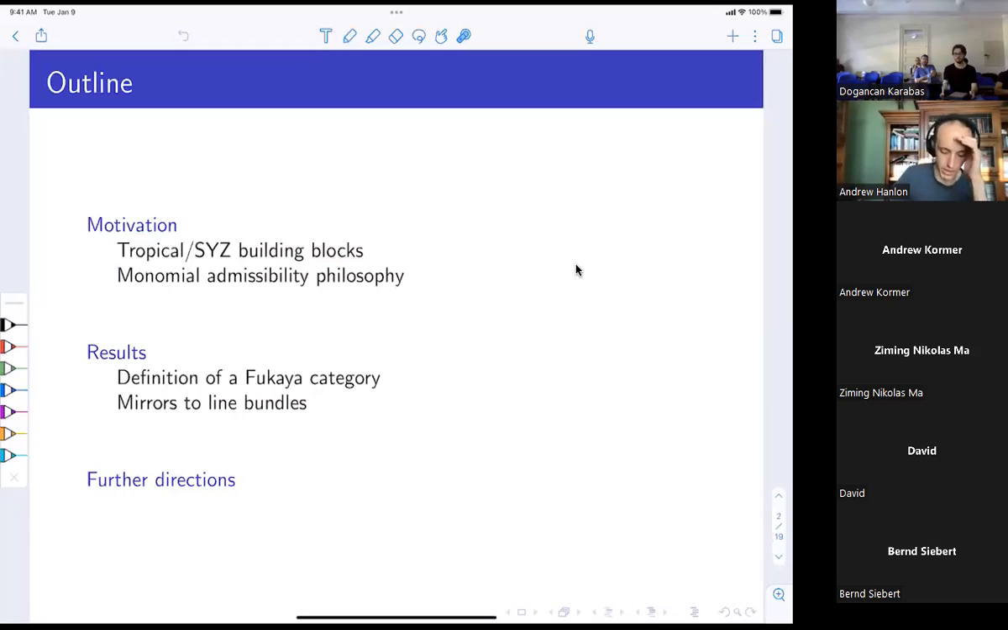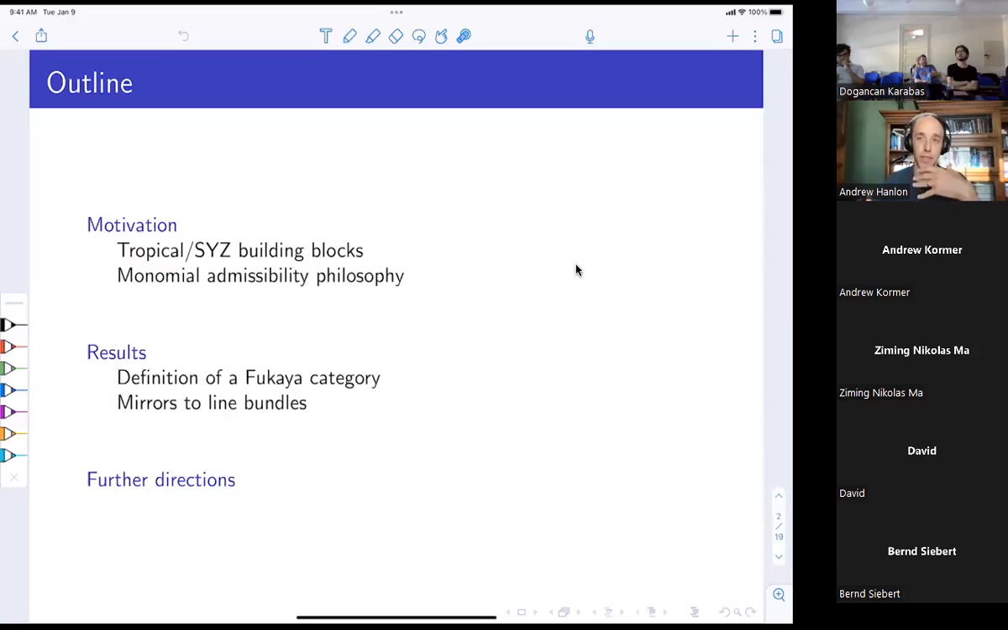And then I'm going to talk about the reason for doing this monomial admissible setup, the philosophy, and how to start defining it. And then maybe more into the results section, I'll tell you the key technical ingredient to define a monomial admissible Fukaya category mirror to a Looijenga pair. I'll tell you about the objects that are mirrors, the line bundles, and some first computations with them.